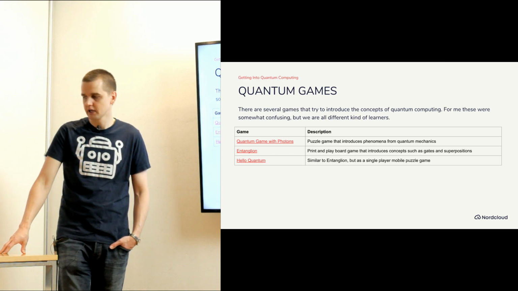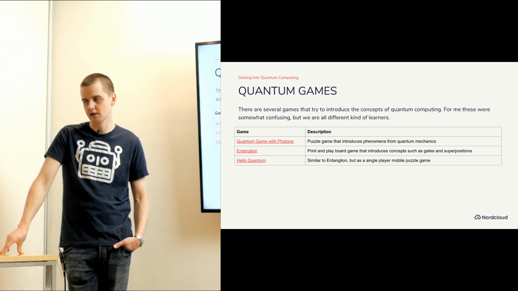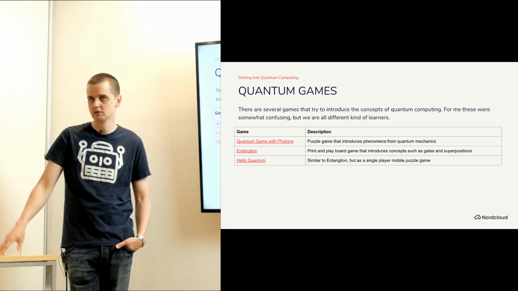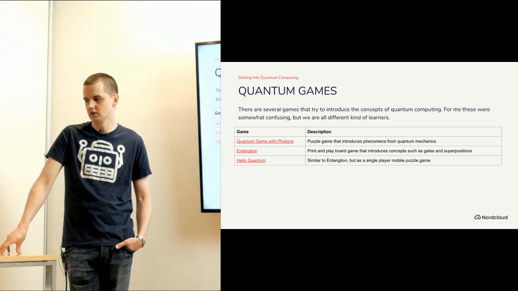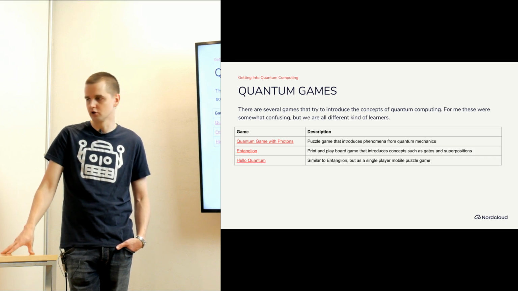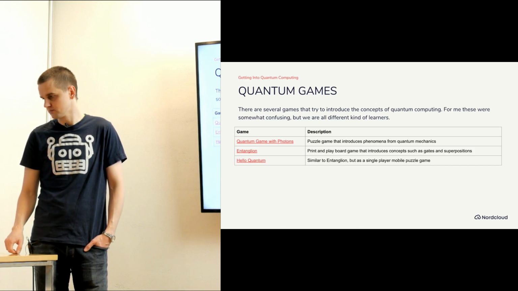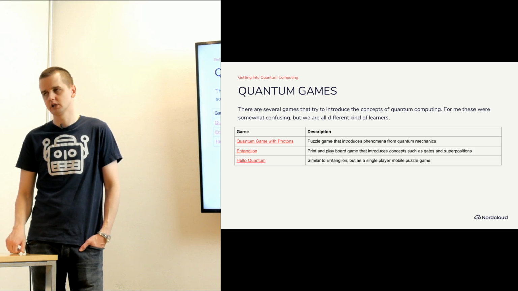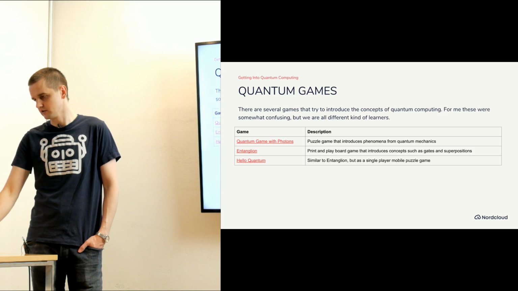So the games, there are at least three games. There's one web-based game, which is the first one on the list. I'll try to make these slides available ASAP, so all the links work. It's a puzzle game, more about how quantum mechanics works. Then you have two games, more or less out of IBM. One is a print-and-play free board game that explains how the different gates and qubits work, and the same stuff is in a mobile app game called Hello Quantum. For me, these were somewhat confusing because they used a bit different logic than what I had studied previously. But for somebody starting out, they might be really good ways to get into the topic.